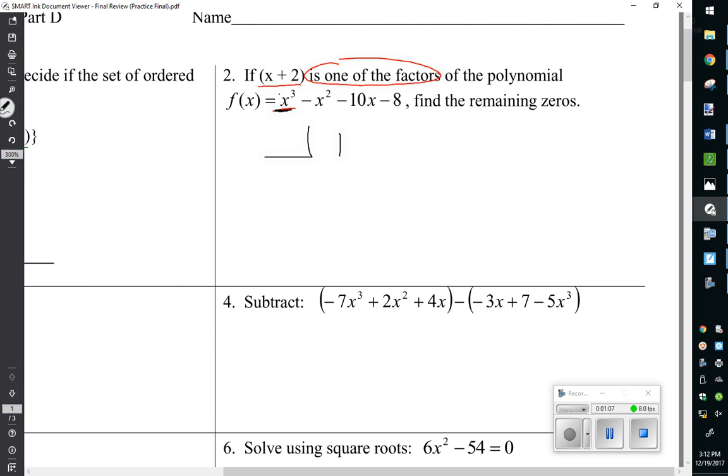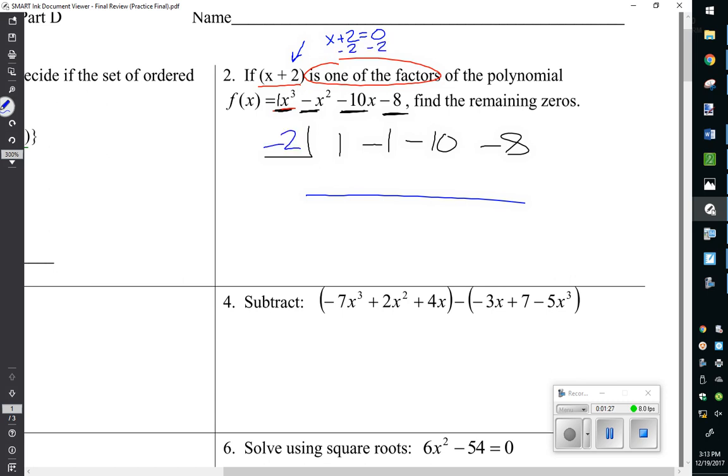So 1x cubed minus 1x squared minus 10x minus 8. I'm writing the leading coefficients there. Since this problem is given to me as a factor, x plus 2, I'm going to change the sign. I'm going to set it equal to 0 and solve for x. I'm really putting a -2 in the box.